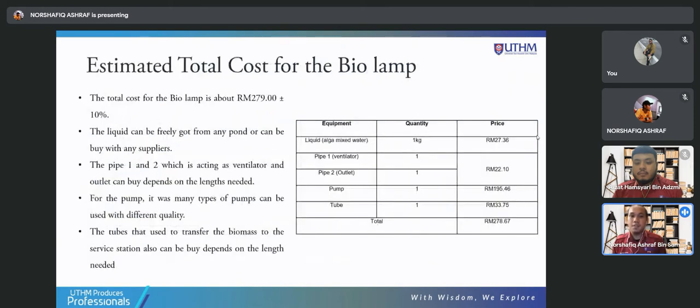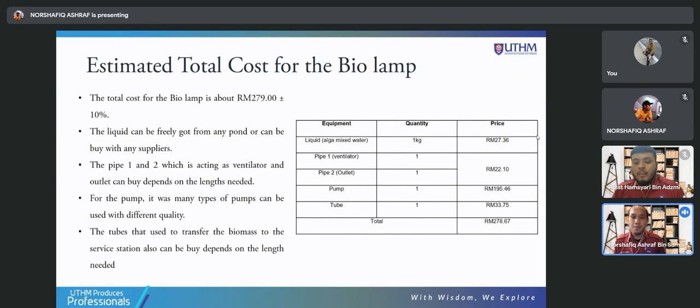Next is the estimated total cost for the BioLamp. The total cost for the BioLamp is about 279 ringgit Malaysia, plus or minus. Next, the liquid can be freely obtained from any pond or bought from any supplier. Pipe 1 and 2, which act as the ventilator and outlet, can vary depending on the length needed.